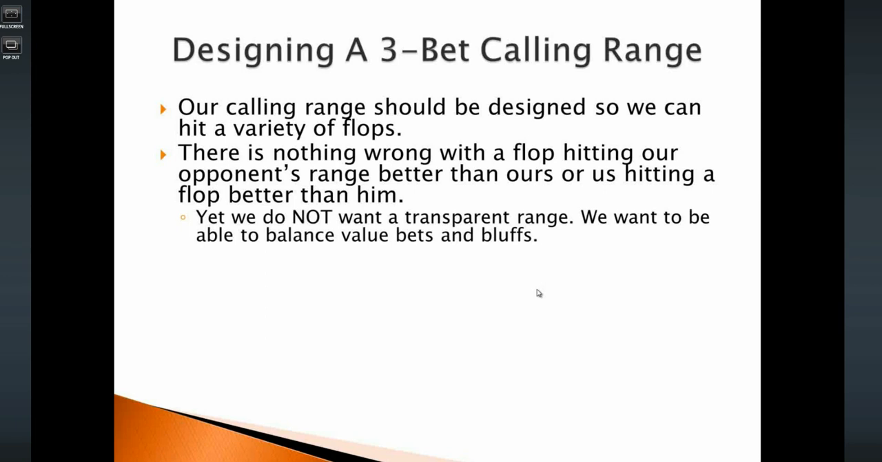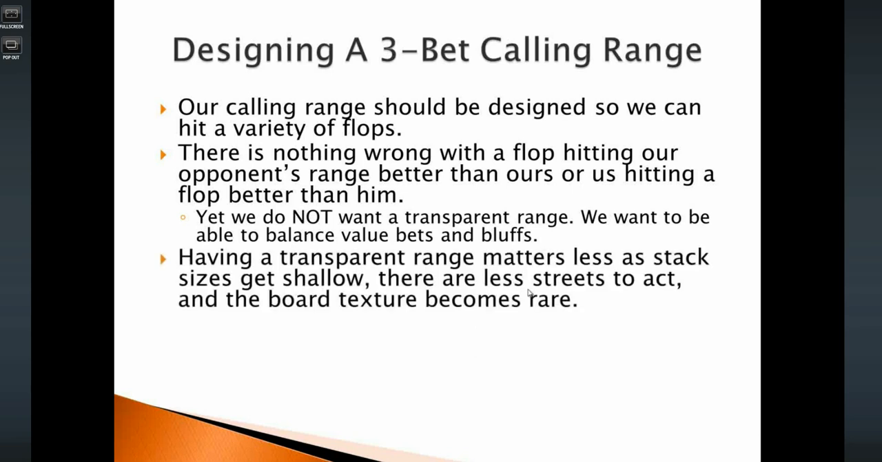So if we're calling with a range that just completely nails king-high flops and completely whiffs on queen-high flops, that's not going to be good, because our opponent's going to have a really good idea of whether or not we have a value hand or a bluff. He already knows, wait a second, when Matt flats a 3-bet on the button, he hits king-high boards non-stop, so he probably really has it. But he also almost always misses queen-high boards, so it's very rare he does have it on a queen-high flop. So we don't want to end up with a transparent range.